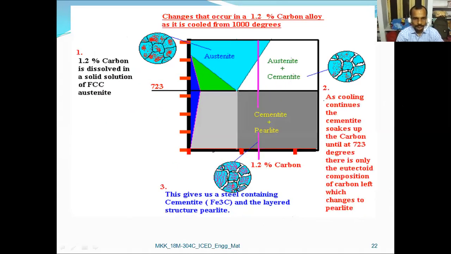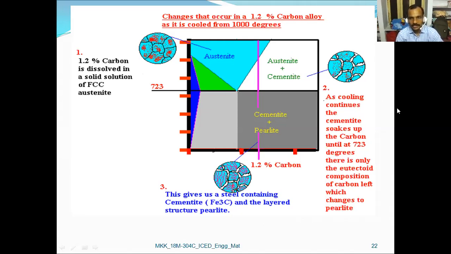Here 1.2% carbon is dissolved in a solid solution of FCC austenite, and this is the austenite. So let us look at the changes that occur in a 1.2% carbon alloy as it is cooled from 1000 degrees centigrade. 1.2% carbon is dissolved in a solid solution of FCC structure austenite. This is austenite, and this is the structure.